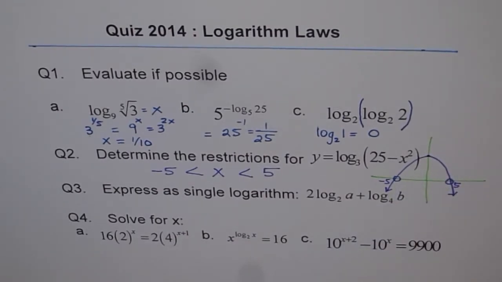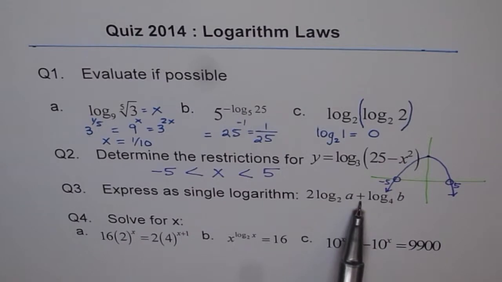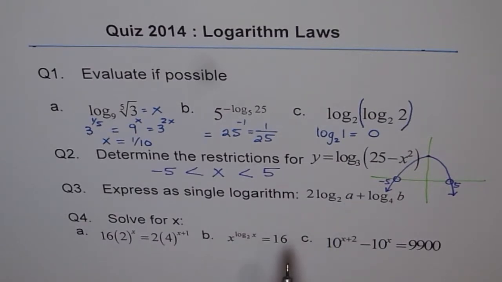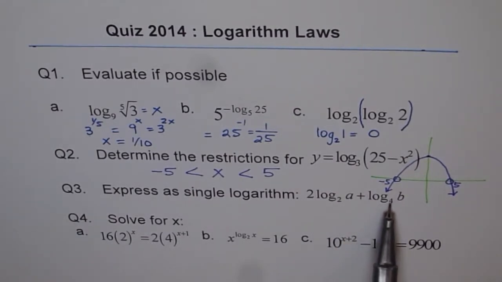Question 3. Express as a single logarithm. So this addition means multiplication, correct? And 2, we can write this as a squared. And the trick here is log to the base 4. So they don't really have the same base. The base here is 4, not 2, and that poses a difficulty.